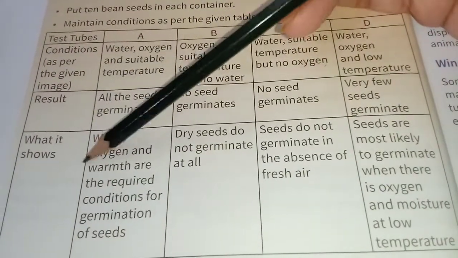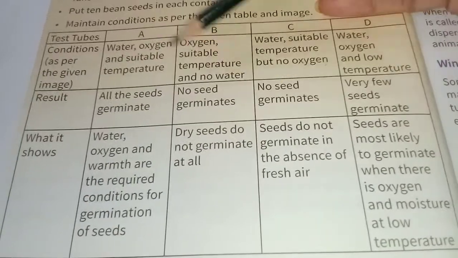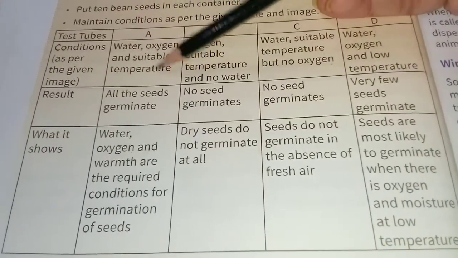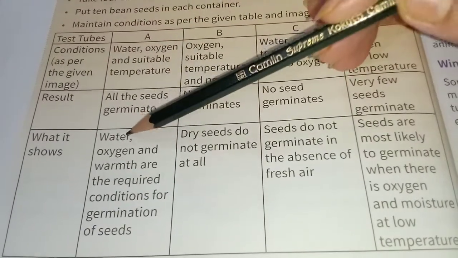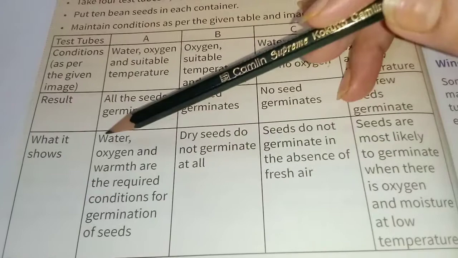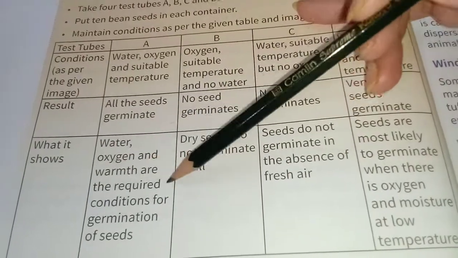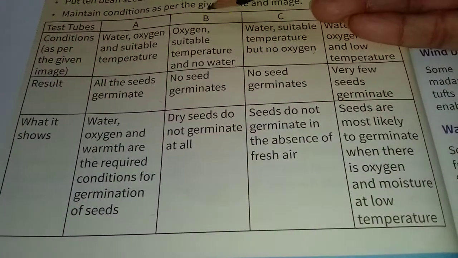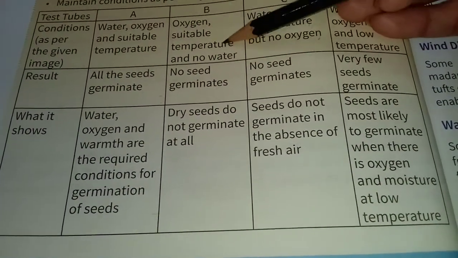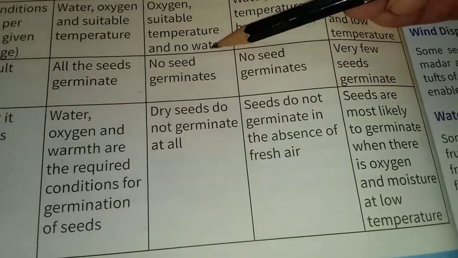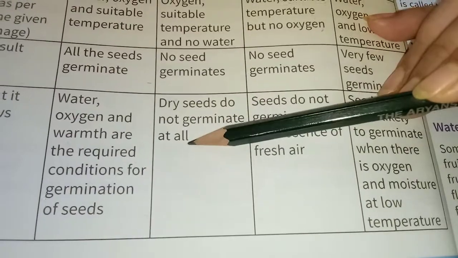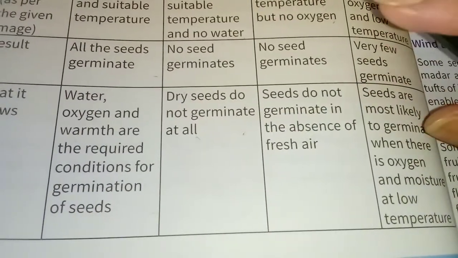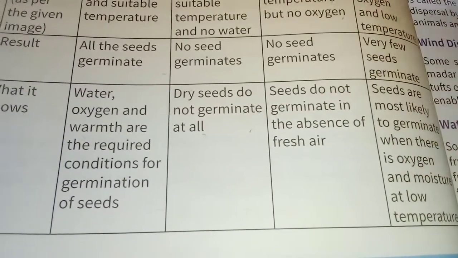Next, what does it show, what does it prove? When water, oxygen and suitable temperature, all the positive conditions are there, then all the seeds germinate, and it proves that water, oxygen and warmth are the required conditions for germination of seeds. And in B, when there is oxygen, suitable temperature, but no water, then no seed germinates. It proves that dry seeds do not germinate at all. Without water, no germination is completed.